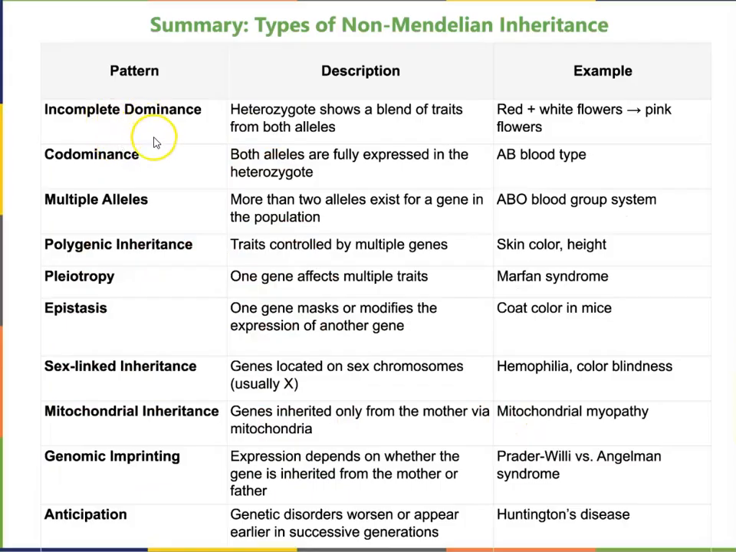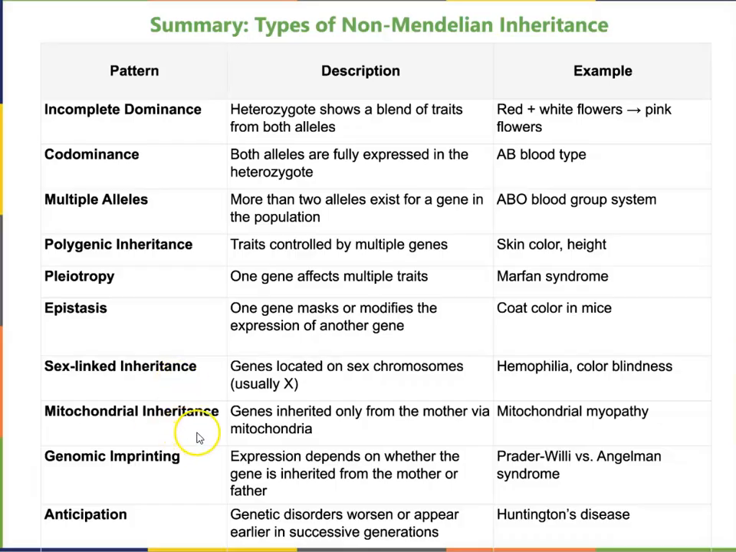This table summarizes all these various types of non-Mendelian inheritance. Incomplete dominance, codominance, multiple alleles. We mentioned those in the previous lectures. Polygenic inheritance is the situation where traits are controlled by multiple genes, for example, the skin color of humans and the height of humans. Pleiotropy is the situation when one gene affects multiple traits. We already talked about epistasis using the coat color in mice, and the X-linked problem.